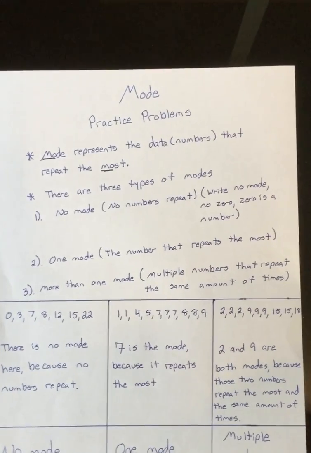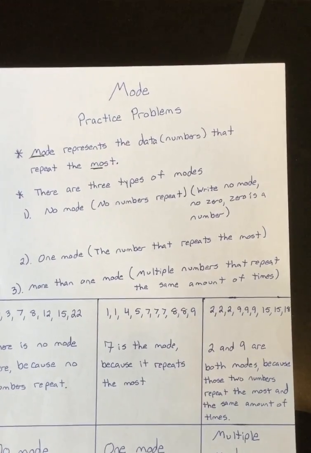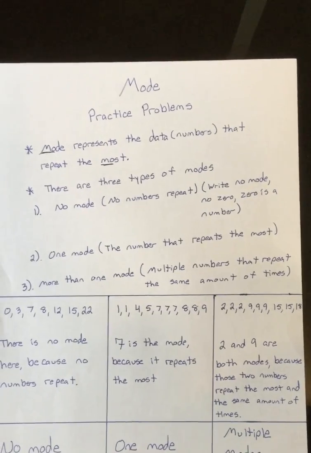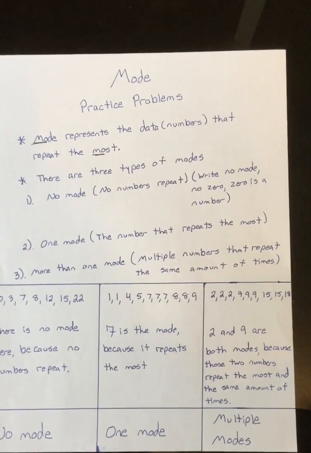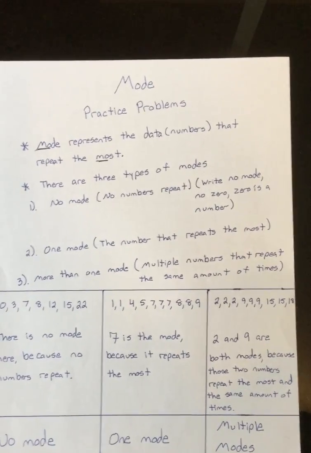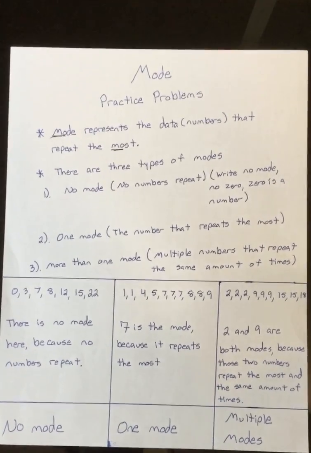The second option is one mode. That's one number that repeats the most. And the third option is more than one mode. That's where more than one number repeats the same amount of times.